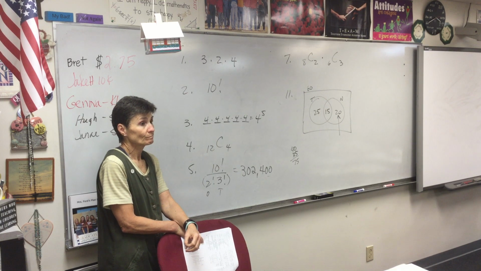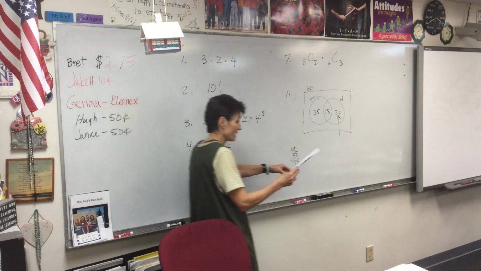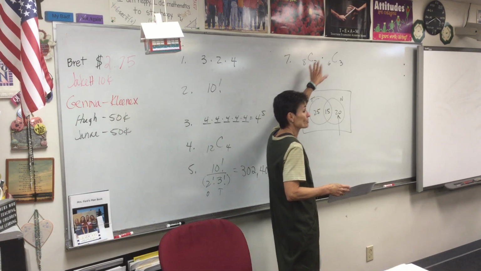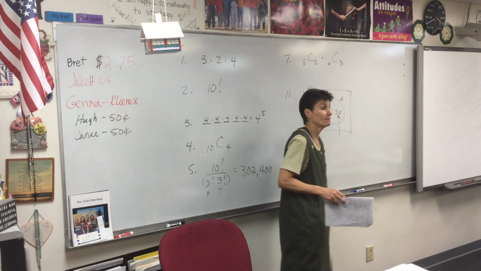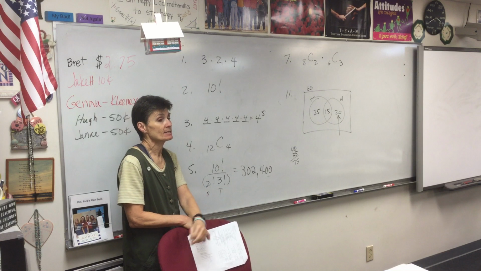Hannah? For number 7, you multiply the 2 together once you get those, right? So it'd be 28 times 20. Yes, because you are picking seniors and juniors for your committee. And whenever we're doing this and this, it's a multiply.